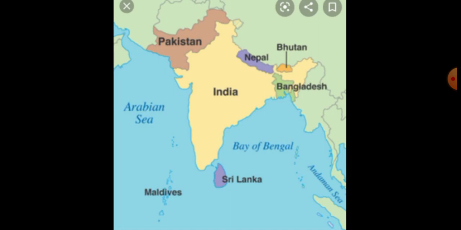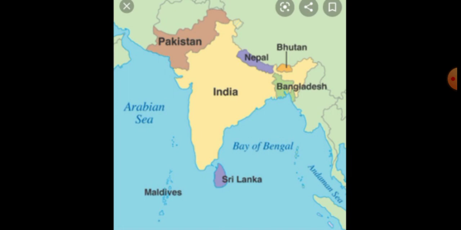Okay, students, what is democracy? According to Abraham Lincoln, democracy is the government of the people, by the people, and for the people. Many languages and many religions are there in India. The main religions of India are Hinduism, Christianity, Islam, Buddhism, Jainism, Sikhism, etc.